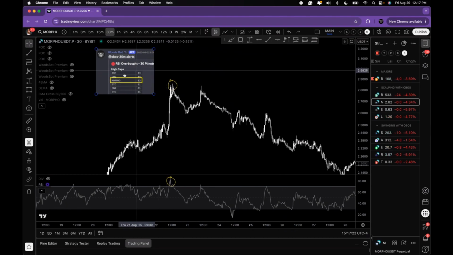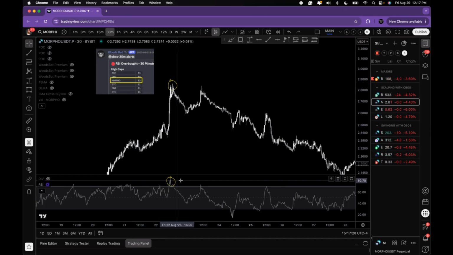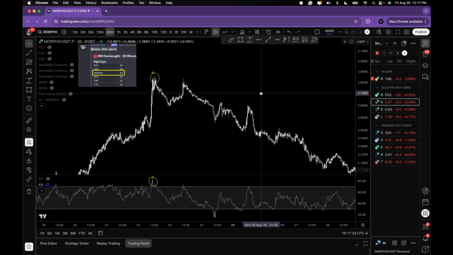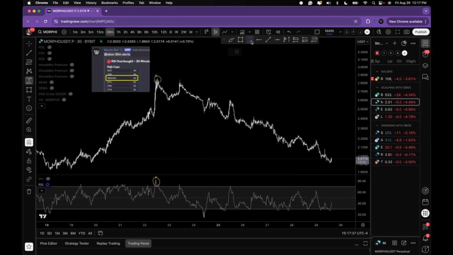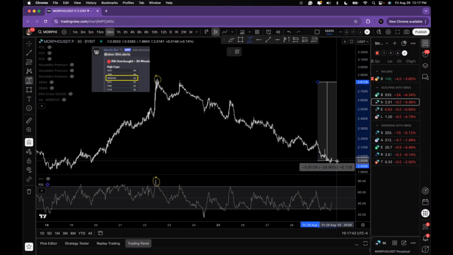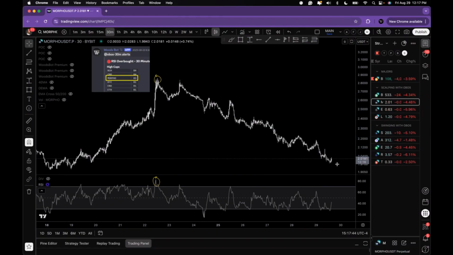We have Morpho again, right? The exact same alert where it came in for Bitcoin. Now Morpho traded up. Again, you can see here, we came into the overbought territory, flashed it here. And what happened? The complete reversal from this spot. This thing has just been trending down ever since. So depending where you got in, it's like a 30% move.